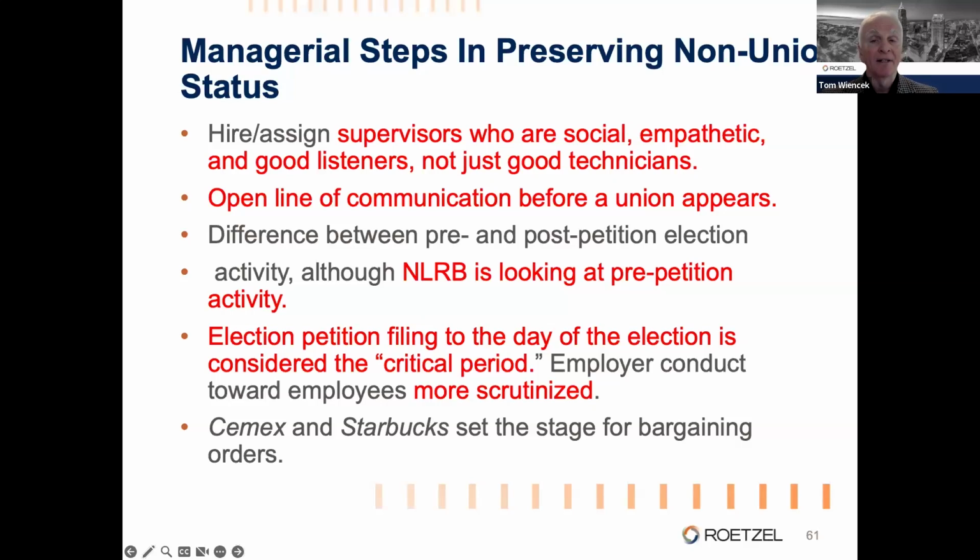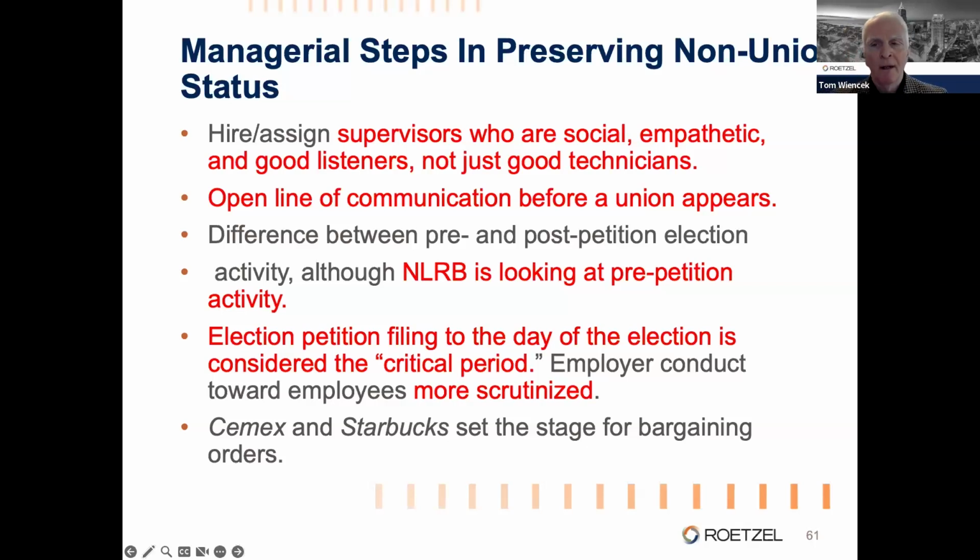And this goes without saying, but I see it happening time and time again. Hire and assign supervisors who are social, empathetic, and good listeners, not just good technicians. Time and time again, I see companies promoting people just because they're good at their job. They may have the worst people skills in the world, but they're good at their job. Some of the best coaches we've probably seen in our lifetimes have been bench sitters at times. So it's very important that the supervisor not just be a good technician, but somebody who is social, empathetic, and a good listener. And open the line of communication before the union appears.